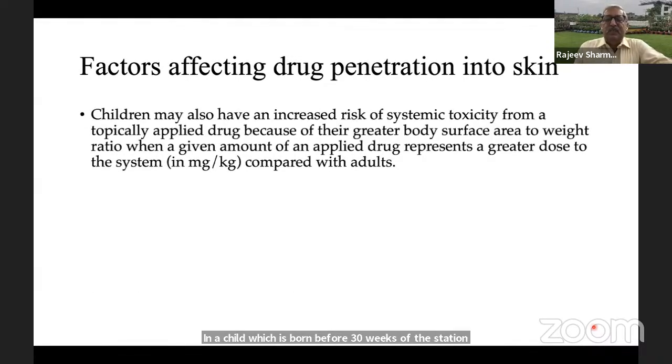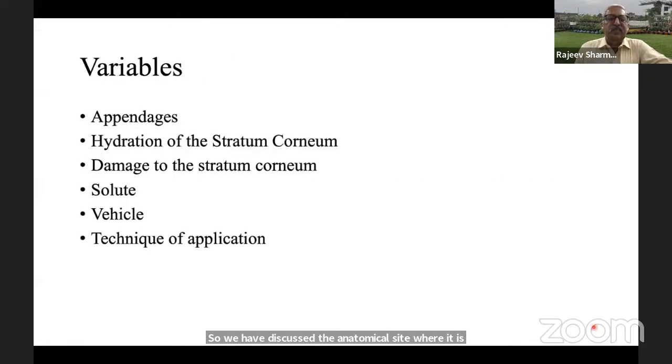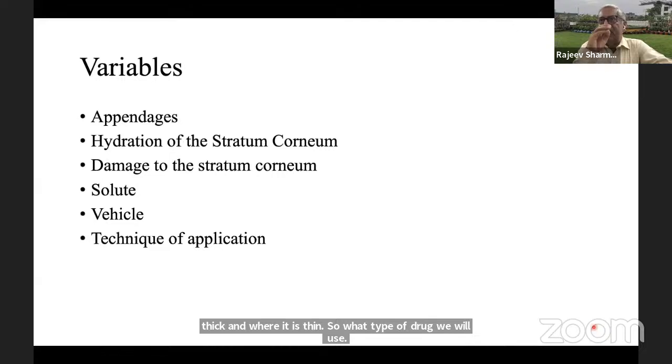Children, as we have discussed earlier, have an increased risk of systemic toxicity. I have given one example and we will be discussing more. There are systems to prevent that, but here you cannot use the milligram per kg body weight formula to give a drug, especially because children have different body weight and body surface area aspects, which you know better than me. So we have discussed the anatomical site, where the skin is thick and where it is thin. What type of drug we will use, we will discuss again. So these are certain variables in the therapy.